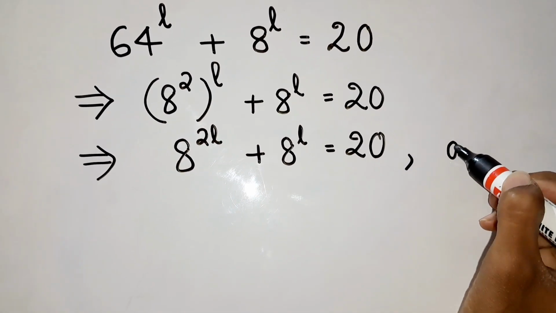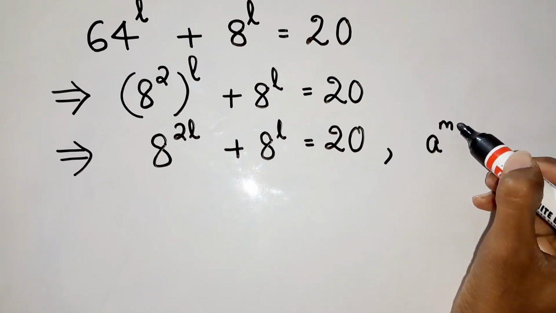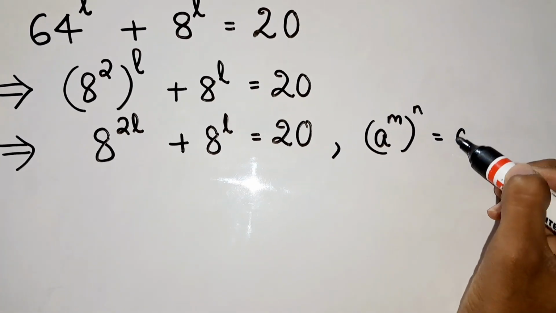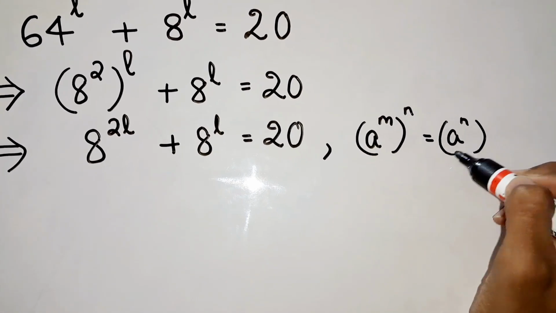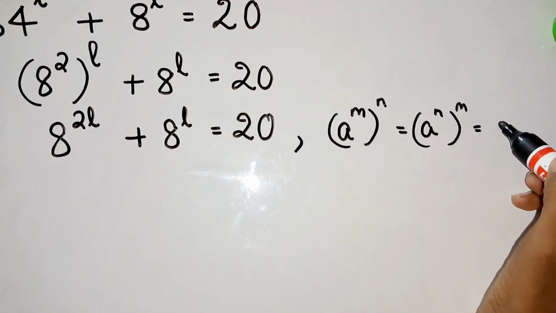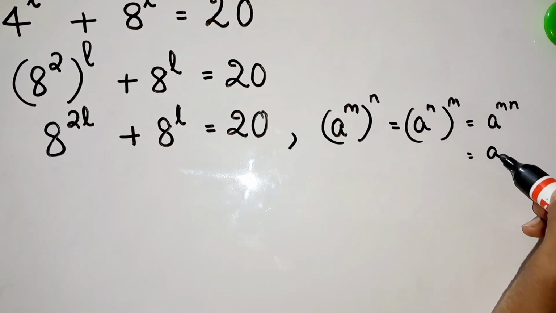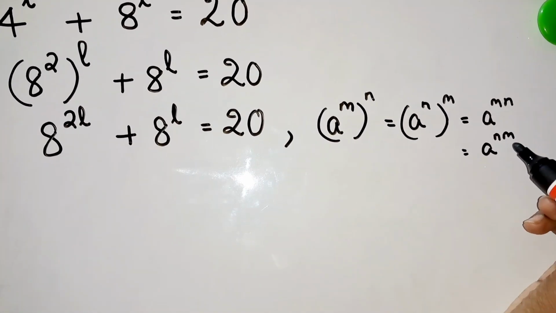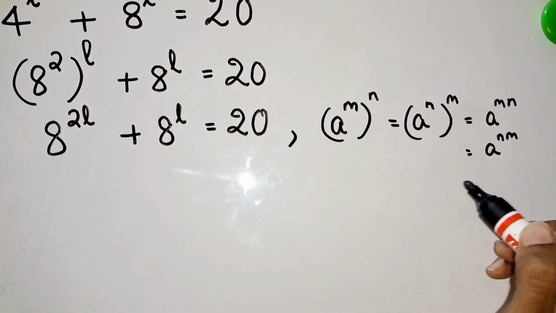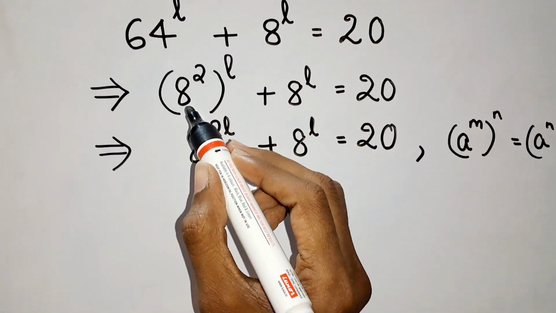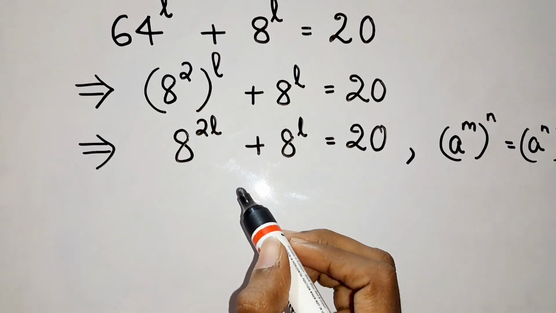What is the property of indices? It says that (a to the power m) whole to the power n equals (a to the power n) whole to the power m, which is also equal to a to the power m into n, or a to the power n into m. This is the same. This property is there in the indices chapter. By this property, we can write (8 to the power 2) whole to the power L equals 8 to the power 2L.